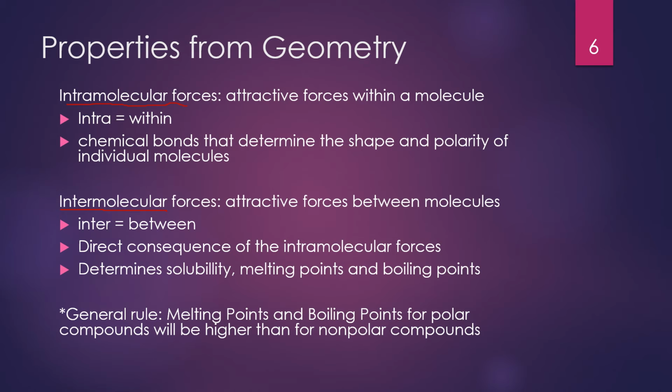Why are we focusing on this? Because intermolecular forces determine solubility, melting points, and boiling points. Knowing the structure and the shape and the polarities of molecules, we're going to be able to predict if they're going to be soluble in one another. We're going to be able to predict which one's going to have the higher melting point or boiling point. A general rule for melting points and boiling points is that polar compounds will be higher than nonpolar, and actually, ionic will be the highest. So it goes ionic, highest melting points, polar in the middle, and then nonpolar having the lowest.